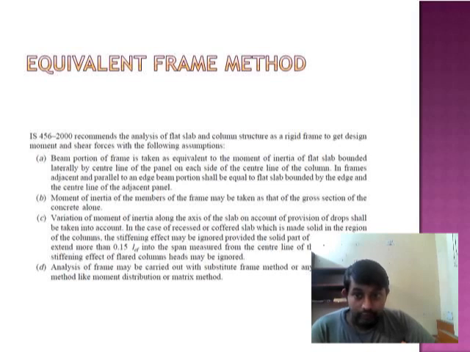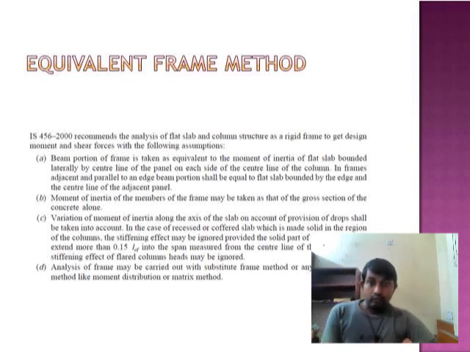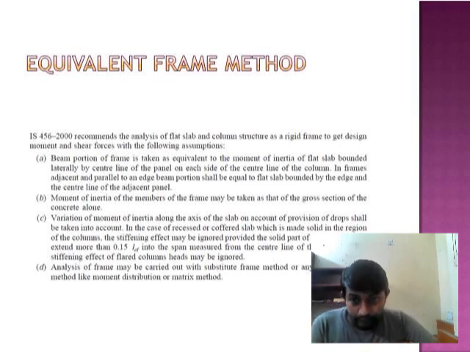Moment of inertia of the member of the frame may be taken as the cross section of the concrete alone. Variation of moment of inertia along the axis of the slab on account of provision of drops shall be taken into account. In the case of recessed and coffered slab, which is made solid in the region of the column, the stiffness difference may be ignored.